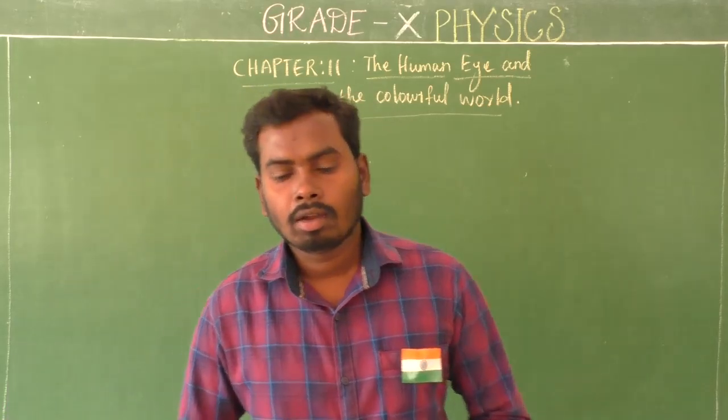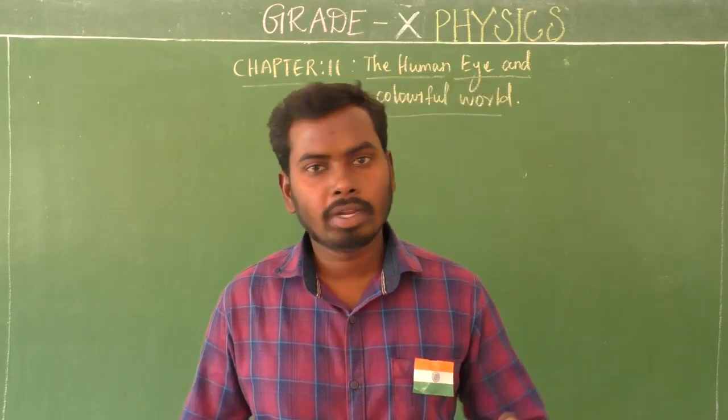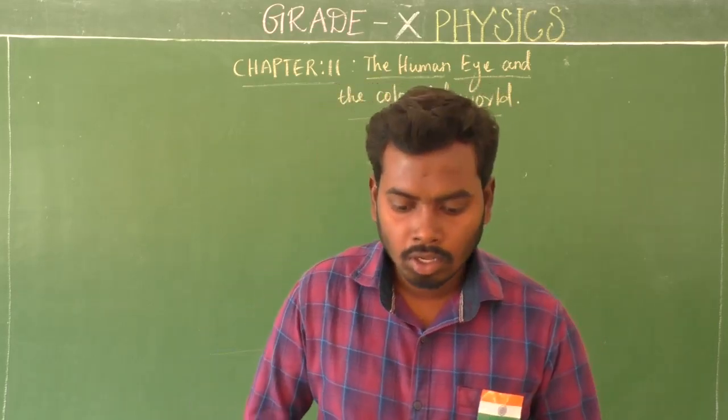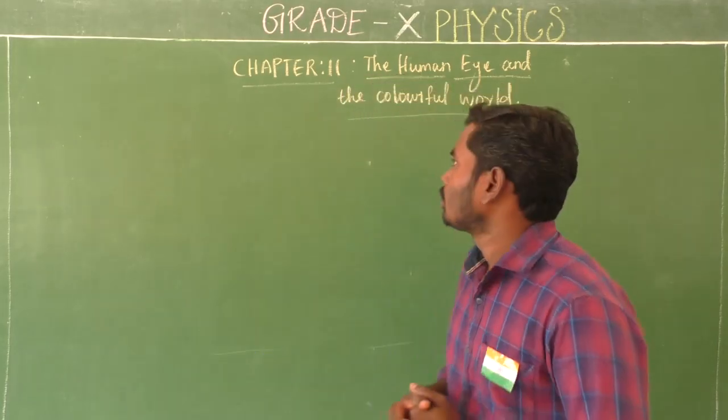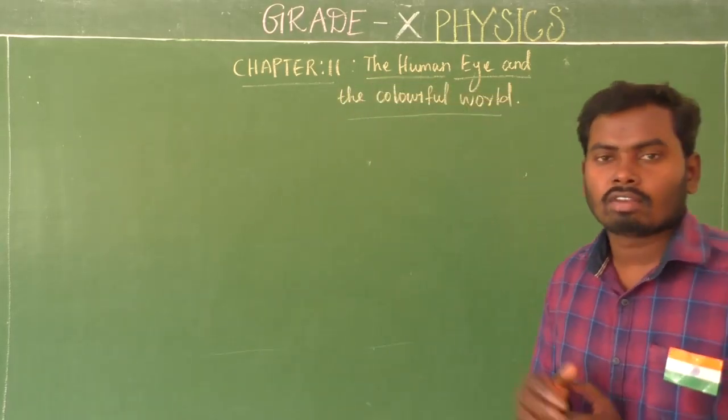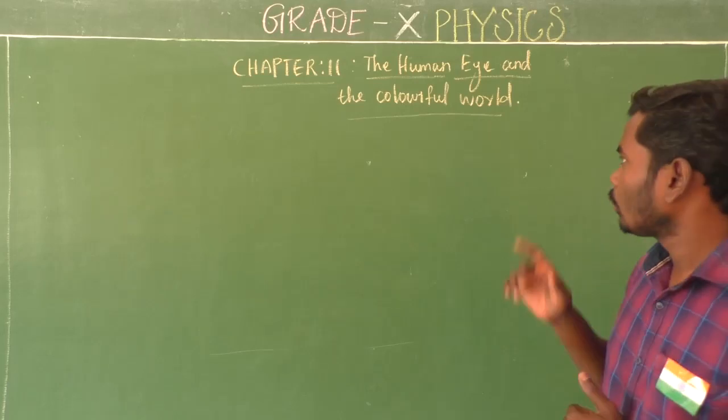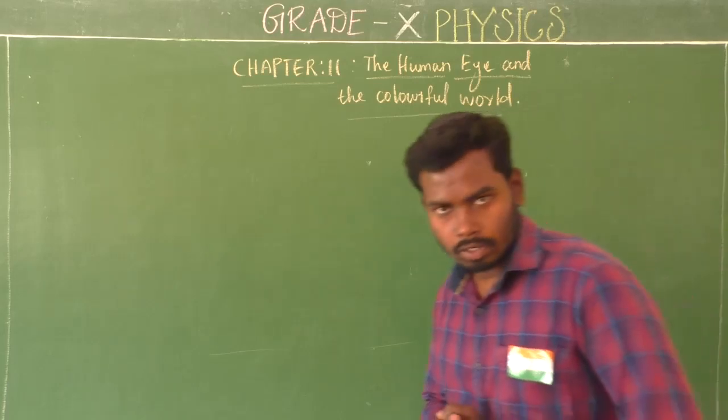Chapter 10, light reflection and refraction, is completed, everything completed. So in this session we will start our 11th chapter, that is the human eye and the colorful world. What is that? The human eye and the colorful world.